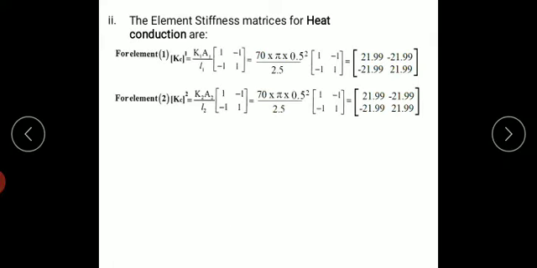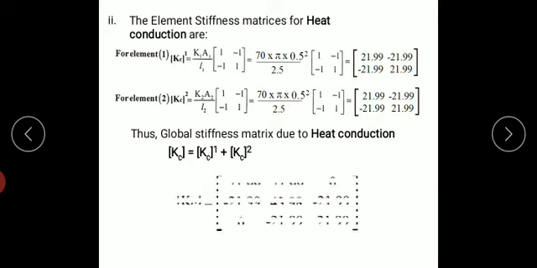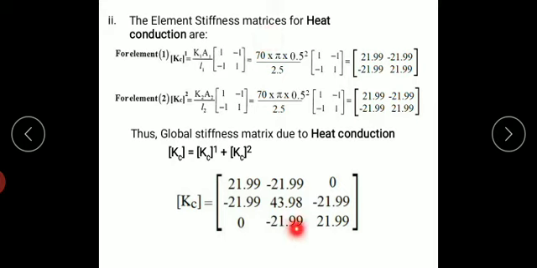Elemental stiffness matrix for heat conduction. Here the conduction formula remains the same: Ka1 by L1 times the matrix 1 minus 1, minus 1 1. Here I am dividing the total fin into 2 parts, so the Kc1 value and Kc2 value are both the same, because the K value is the same and the L value is the same, as I divided into two equal parts. After assembling, I'll get Kc1 plus Kc2. Now I have got the global stiffness matrix for heat conduction.